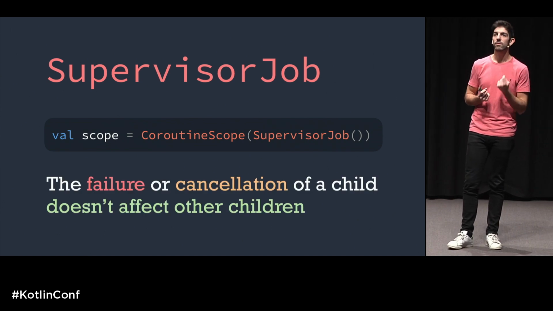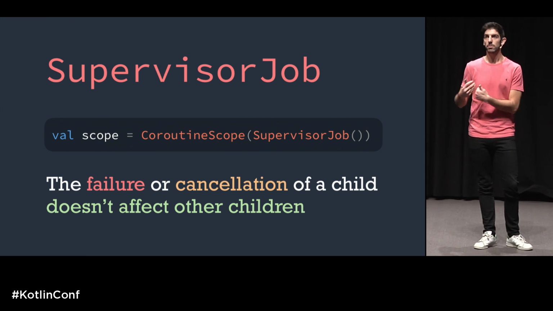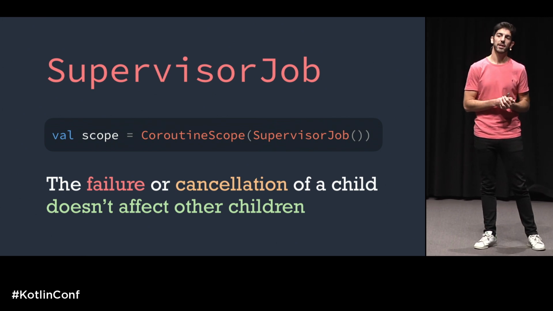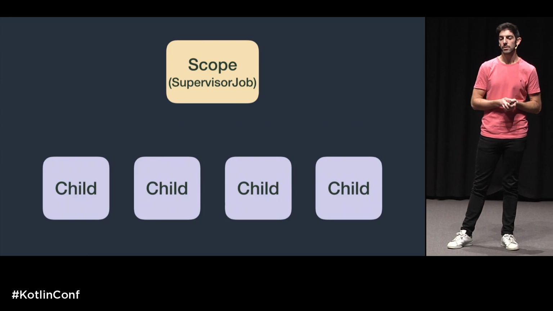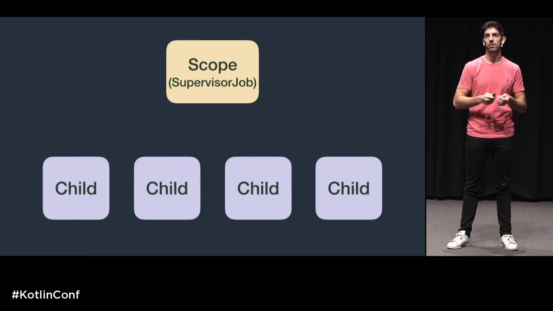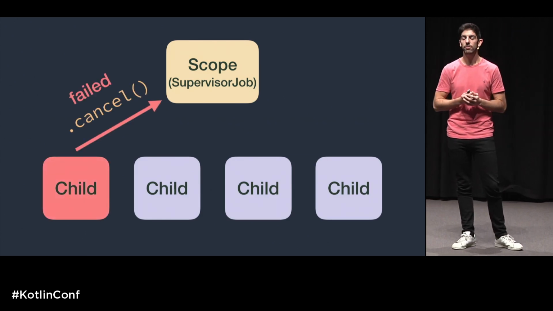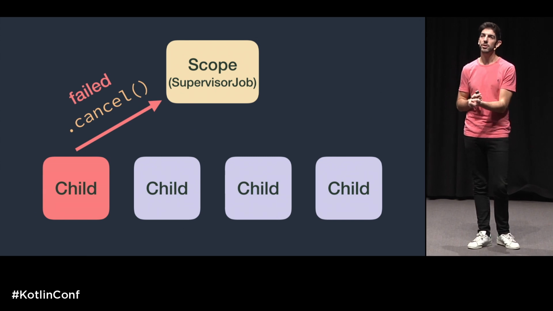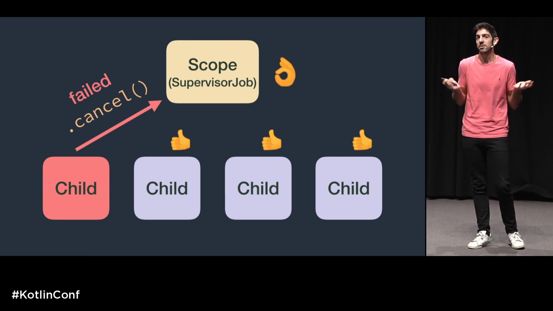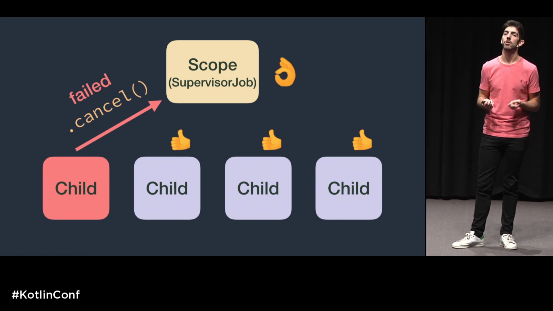And the failure or cancellation of a child with a supervisor job is not going to affect the rest of the children. So here, imagine a child either fails or gets canceled for some reason. It is going to notify the parent, and the parent doesn't care. It's going to ignore it.